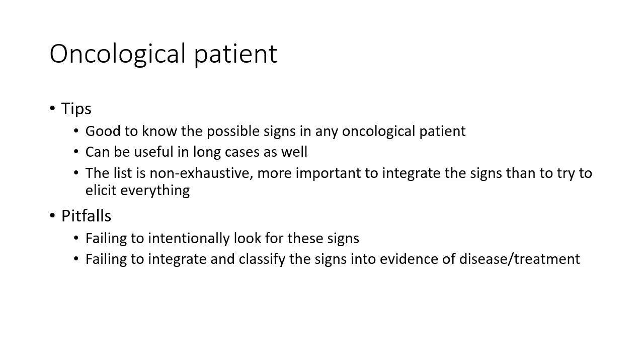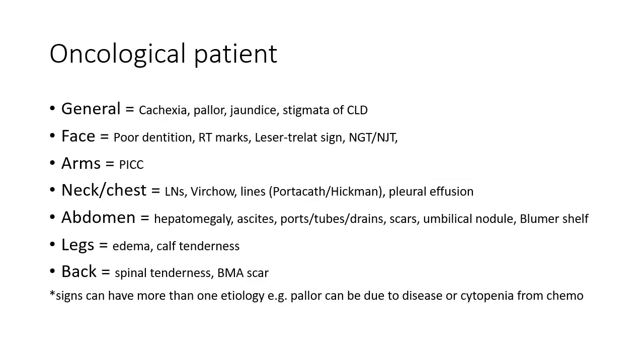Some of the pitfalls is the failure to be observant for these kinds of signs. So here are some of the signs that a patient with cancer may have. It is important to remember that some of these signs could have more than one reason. For example, if the patient is jaundiced, this could be due to an HCC with underlying cirrhosis, or it could also be liver failure from liver metastasis in the setting of, say, rectal cancer. It could also be due to chemotherapy-induced hepatotoxicity.